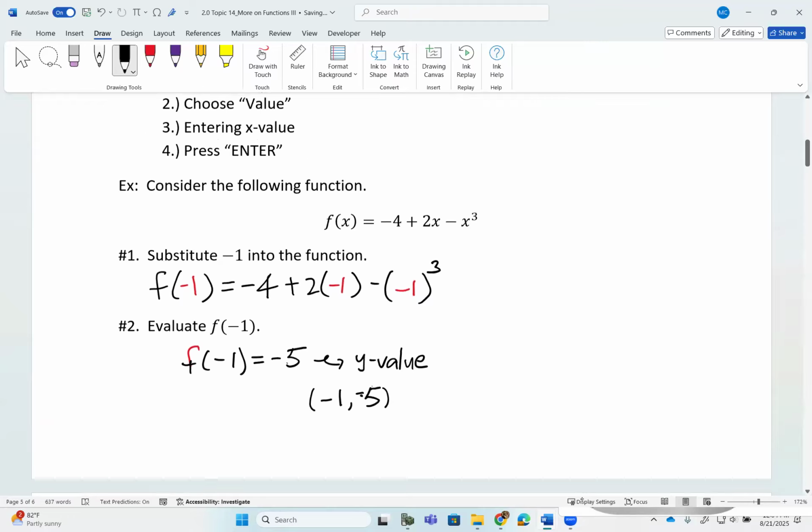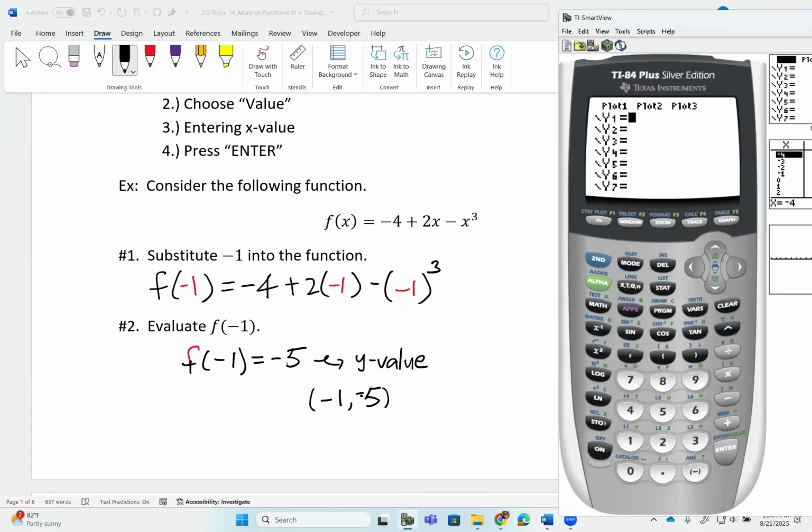All right, so I'm going to graph this function and show you a different way. Go to y equals -4 plus 2x minus x raised to the third power. I'm going to graph this cubic function. Go to the table feature, right above the word graph, color coded. So second graph. If I go to -1, my y value is -5.